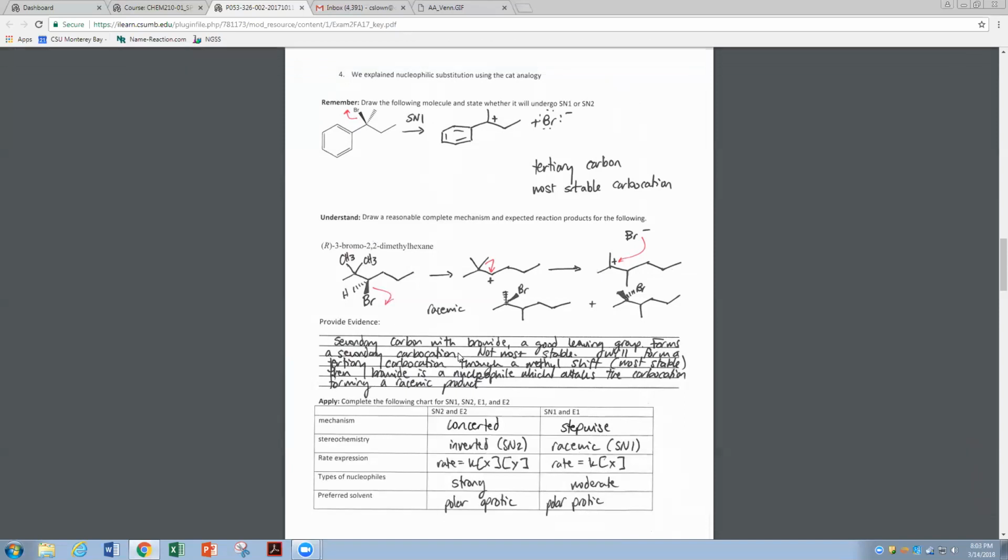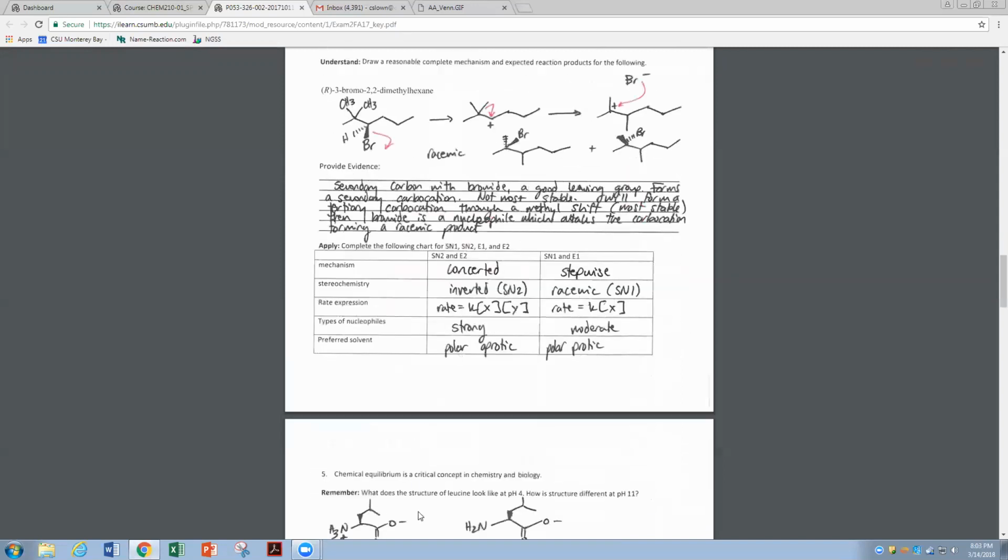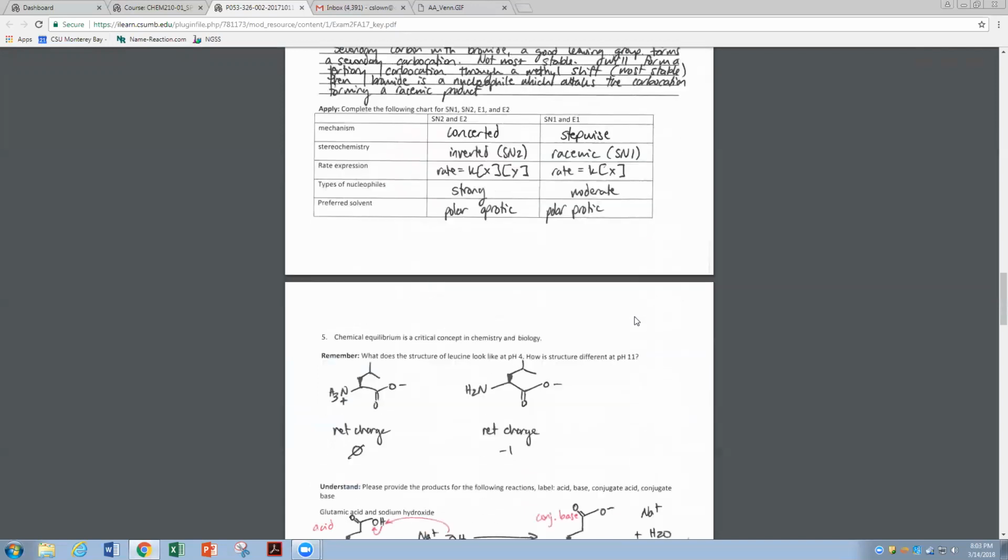This forms a secondary carbocation, which is not the most stable. So it's going to form a tertiary carbocation through a methyl shift. And then the bromide is a nucleophile, which can attack the carbocation, forming a racemic product. You can look in your notes and then also in the materials online for how to complete this table. But these are the most significant differences between SN2 and E2 and SN1 and E1.